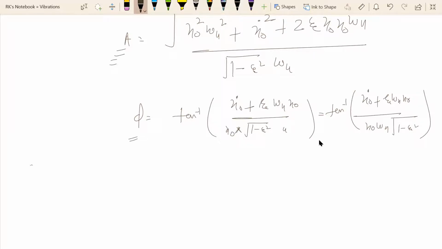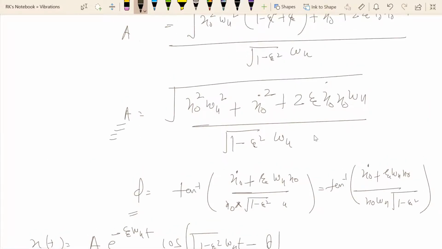Now the second form is completely known to us. This was A e raised to the power minus zeta omega n t cos of (square root of 1 minus zeta squared times omega n t minus phi). We can insert the values of A and phi in this equation, and the complete form of the solution is known to us.